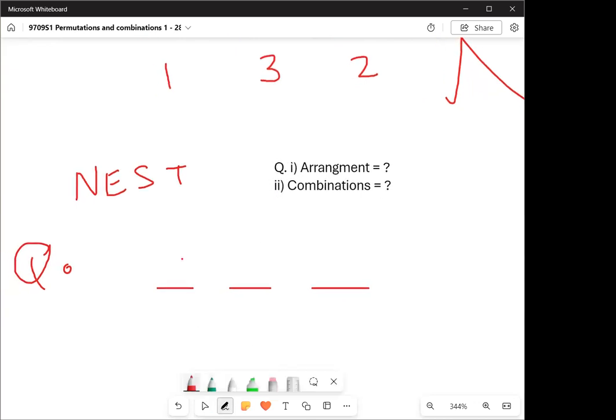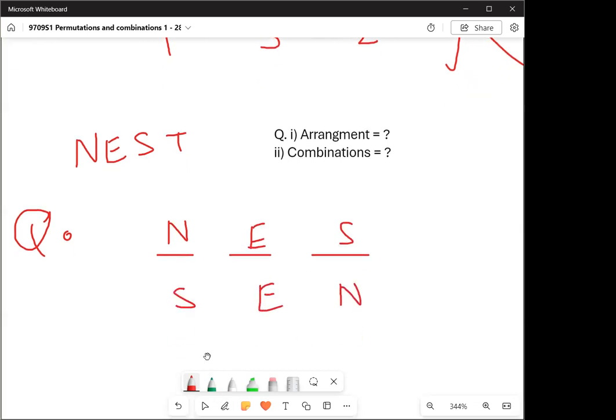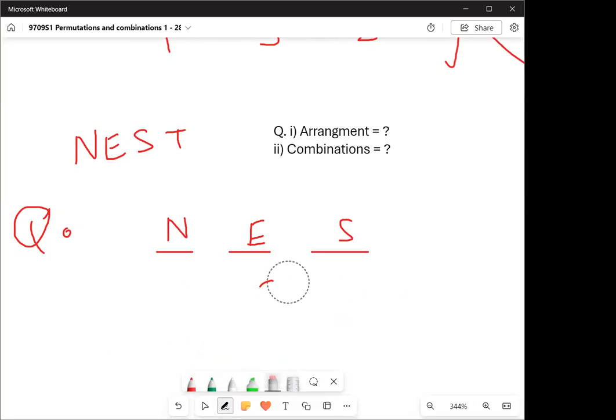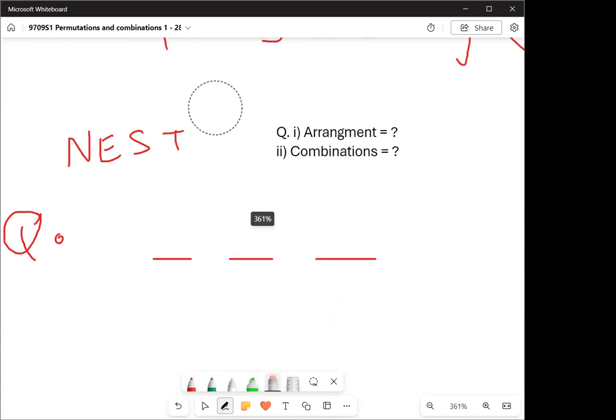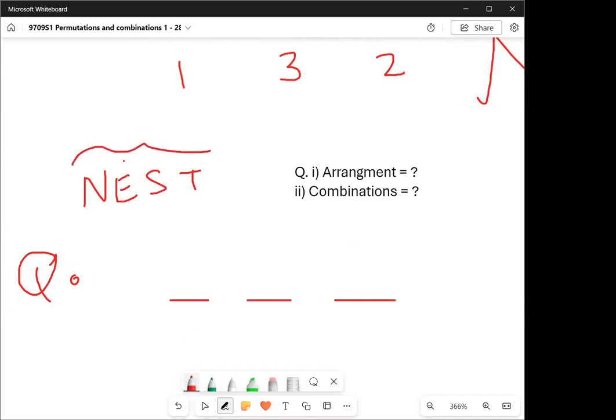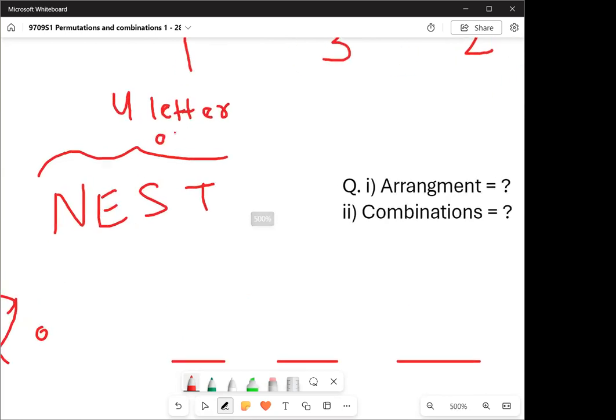If you have arrangement, now I can have n, e, s, or I can have s, e, n, or e, s, n, or any of these, right? Now I'm not going to write this one by one. That's not what we're doing here today. That's an archaic way of solving these questions. The best way is to see how many possible letters are there. How many letters are there? Tell me. Four letters, okay, four objects.